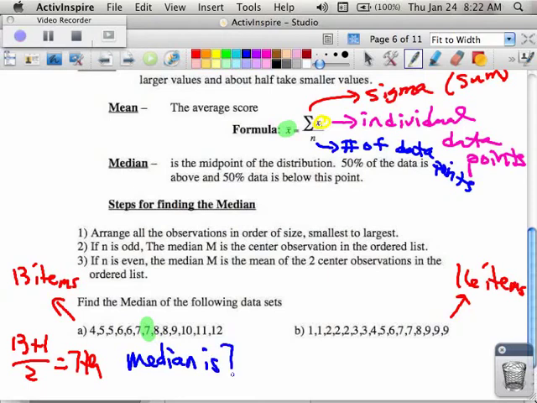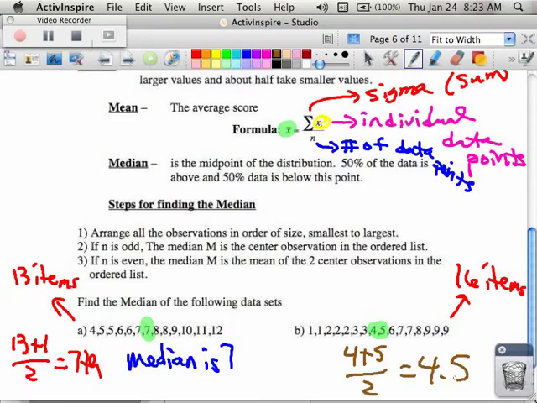In the second list, I have 16 items. So that means I need to look at the middle two things. Since I have 16, that means number 8 and number 9 item. So as I look at number 8 and number 9 item, 1, 2, 3, 4, 5, 6, 7, 8, these are my two middle items. And I will average those two things. So 4 plus 5 divided by 2 is 4.5.